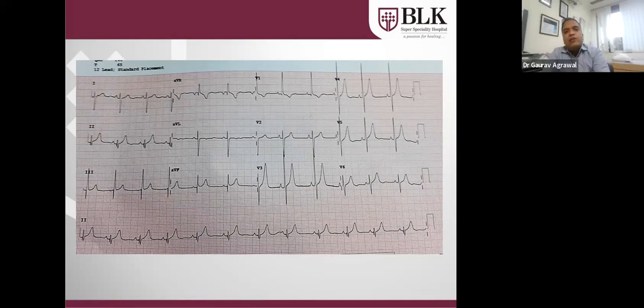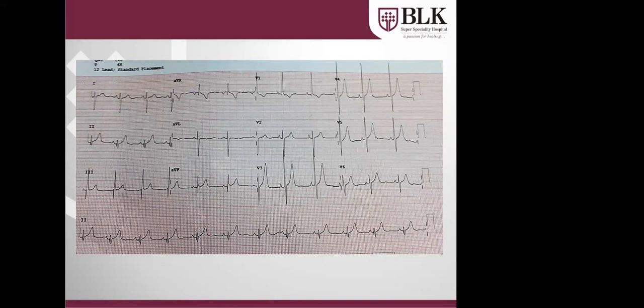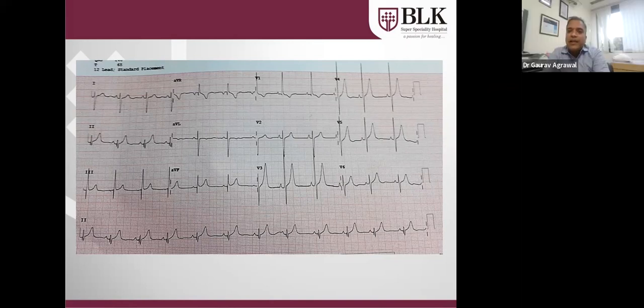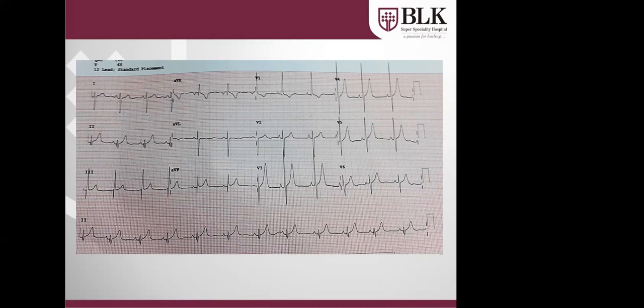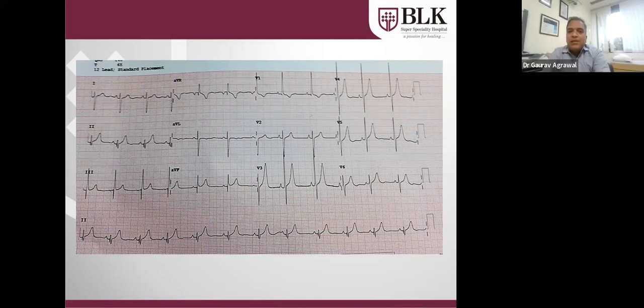Okay, and what is in V2? There is sudden transition from V1 to V2. V1 is having totally positive QRS, V2 is having sudden negative QRS. Understood? Getting my point or not? Yes, sir. So this is a typical ECG seen in case of TOF, but it is not always seen.